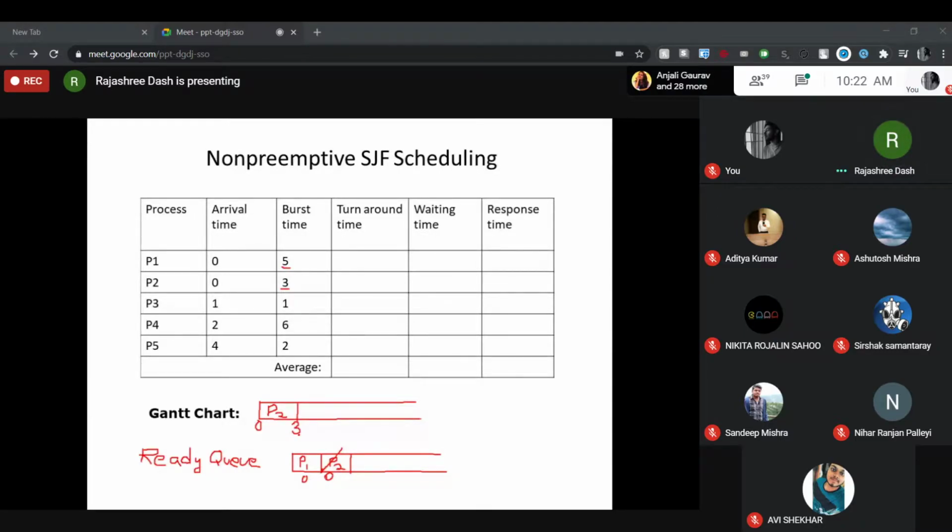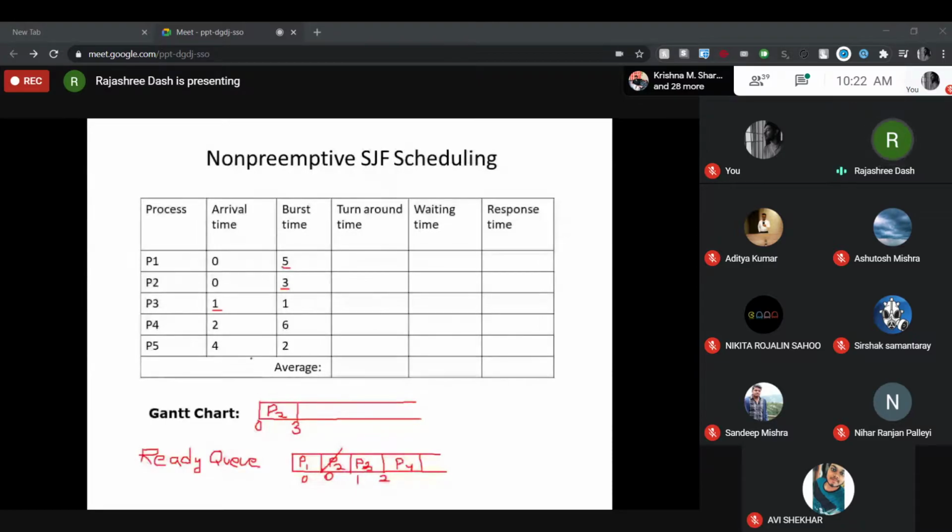While P2 is executing, at arrival time 1, the process P3 enters the ready queue. Similarly, at time 2, the process P4 enters the ready queue. Don't get confused between the ready queue and the Gantt chart. The Gantt chart represents the order in which the processes are allocated to the CPU and keep the CPU for execution.